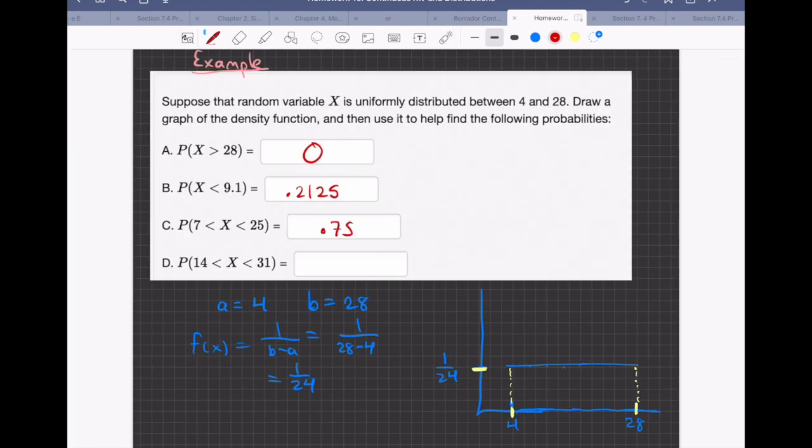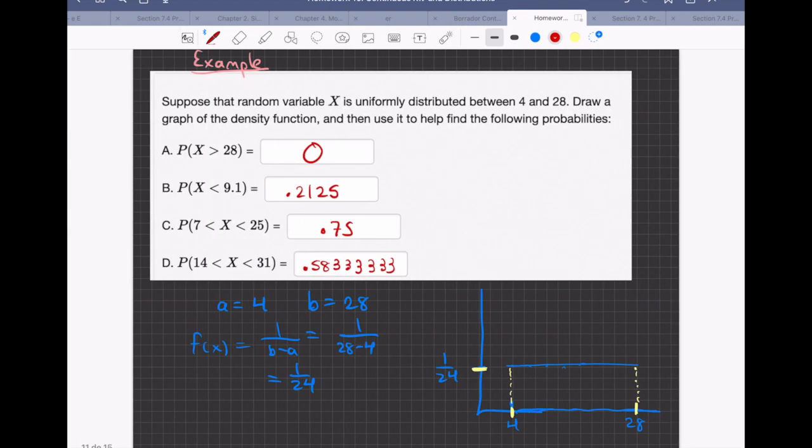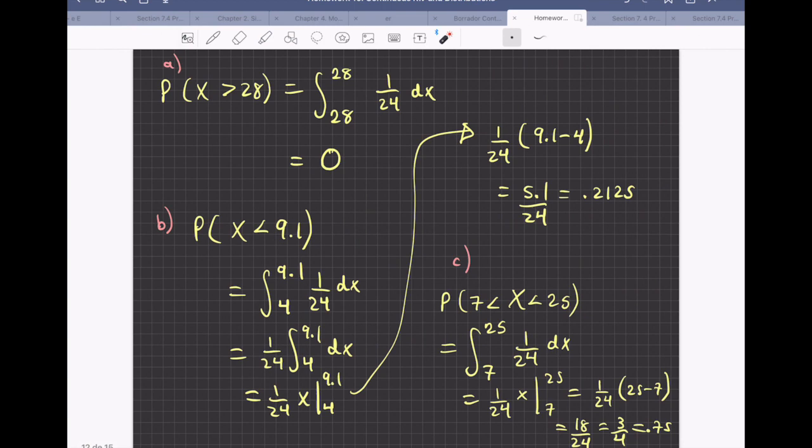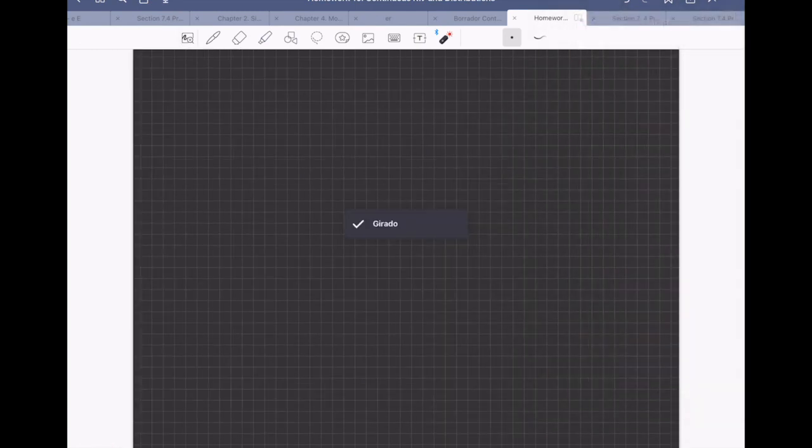And in the same way, you can do this one. By the way, the answer is 0.58333333. But you do part D. We have to complete this one. Anyway, the answer is this. All right.